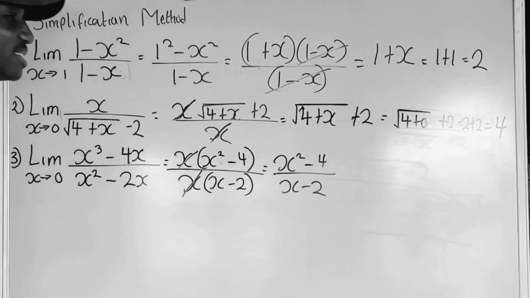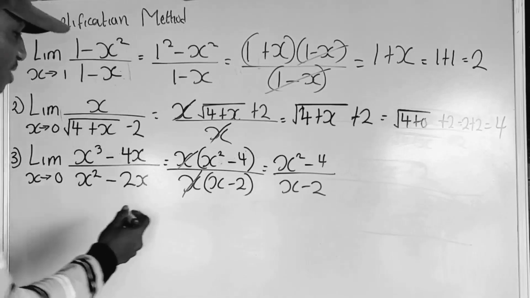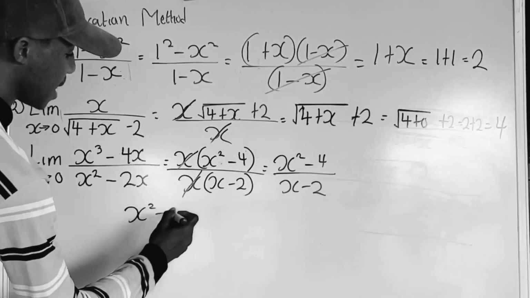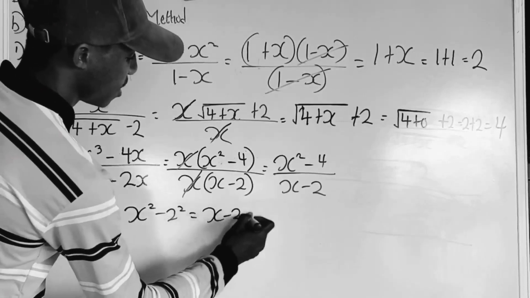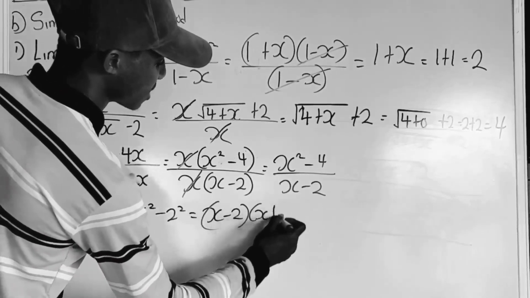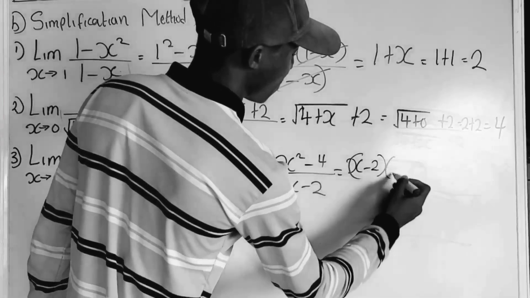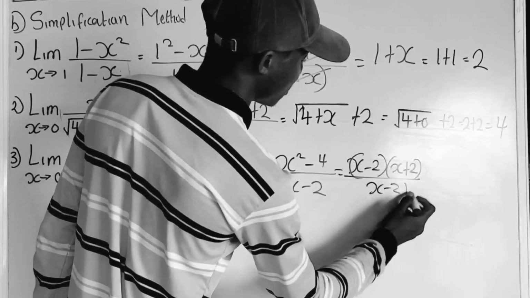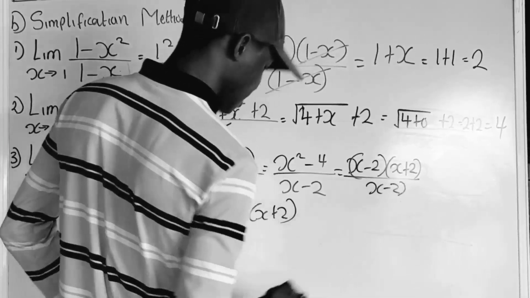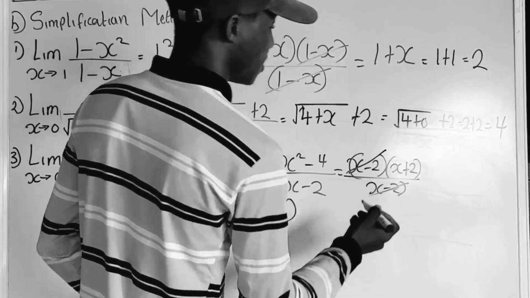Now, we can take the difference of 2 squares, you understand? Because x squared minus 4 can be written as x to the power of 2 minus 2 to the power of 2. And the difference of 2 squares will be x minus 2 and then x plus 2. You understand? So for this, I'm going to have x minus 2 multiplied by x plus 2 all over x minus 2. Now, don't forget that this x minus 2, we can eliminate this. So we are left with what?